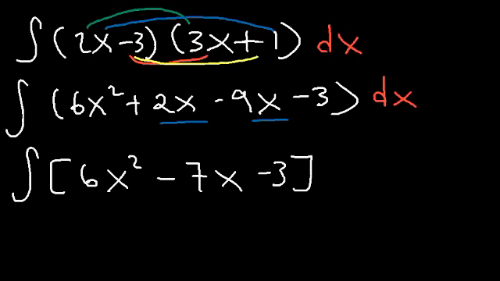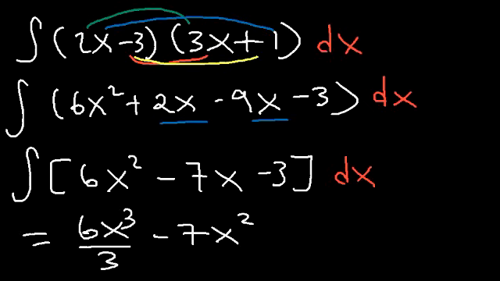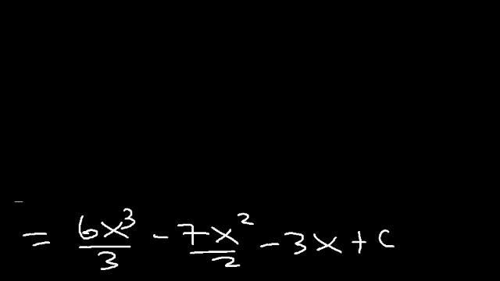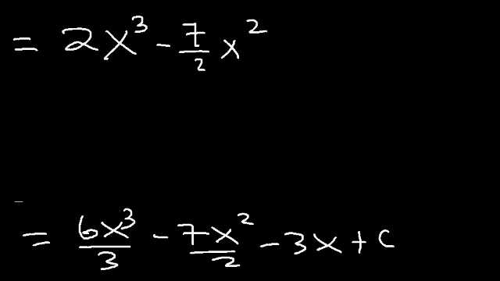And now we can find the antiderivative. So it's going to be 6x cubed divided by 3 minus 7x squared divided by 2 minus 3x plus c. And then simplify. So the final answer is 6 divided by 3 is 2, so it's 2x cubed minus 7 over 2 x squared minus 3x plus c.